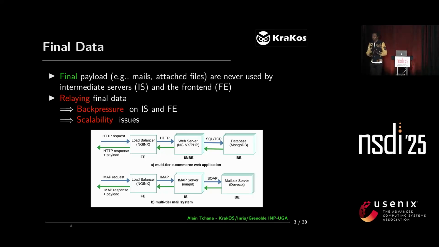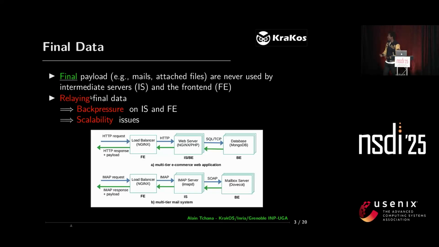For example, imagine your mail server. You want to retrieve a mail. The mail is located here. Your client sends the request to a load balancer and then the IMAP server, and then the mail server. You extract your email, or some attached files, and this file will go through these servers, but will never be read or modified by these servers. This is what we call final payload.